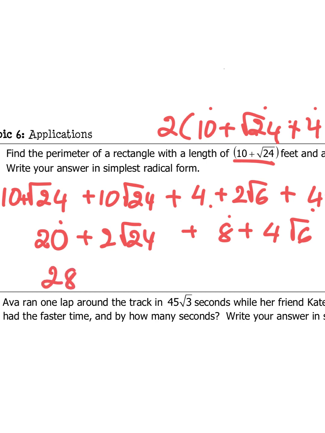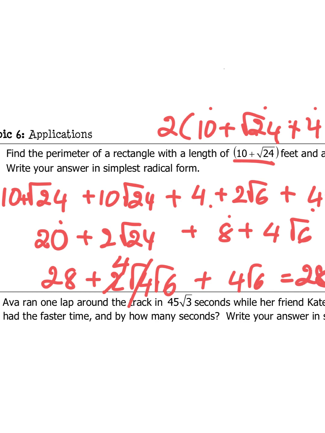Okay, now the 24, I can break it down to square root of 4 times square root of 6. Right? And then 4 square root 6. Okay, so this is basically 2, so 2 times 2 is 4. So I'm going to change this to 4. Right? And then I will have 28, and then I have 4 square root 6 and 4 square root 6, I will have 8 square root 6. Okay, that's my answer.